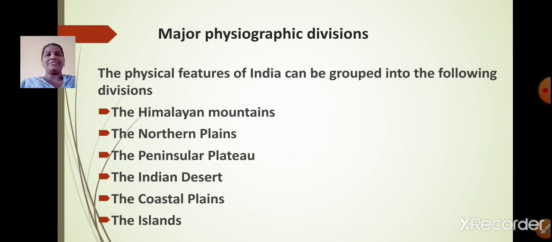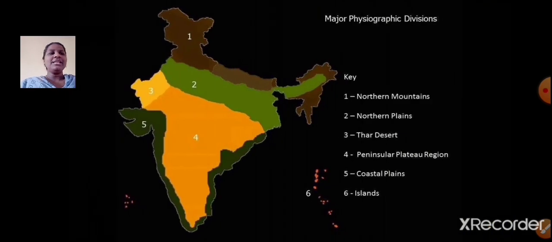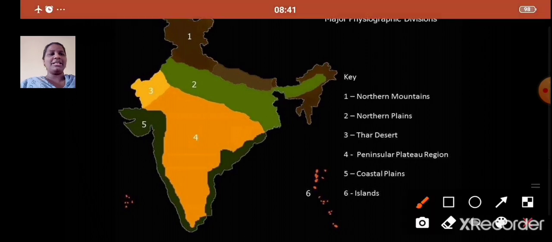Major physiographic divisions. The physical features of India can be grouped into the following divisions: the Himalayan mountains, the northern plains, the peninsular plateau, the Indian desert, the coastal plains, and the islands. Let's begin. Here in this map, you can see the major physiographic divisions.